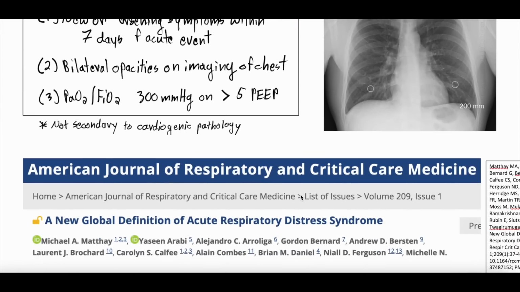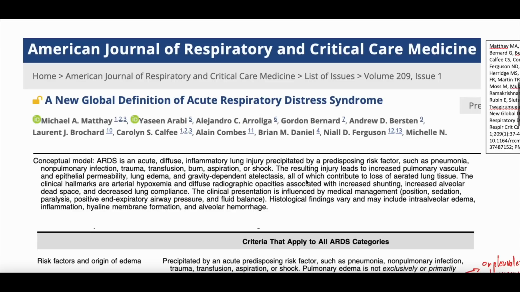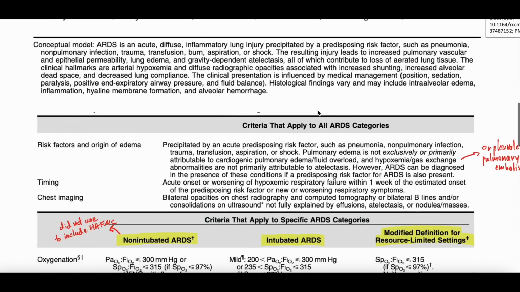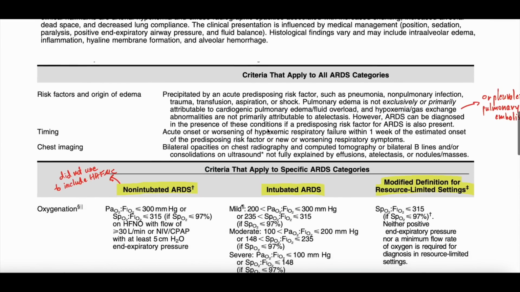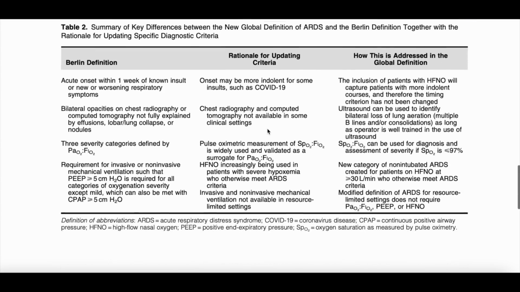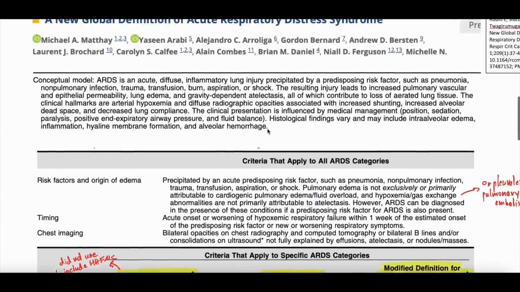well as the brand new diagnostic criteria published by the American Journal of Respiratory and Critical Care Medicine, titled A New Global Definition of ARDS. We're going to talk about some background within ARDS, what these new diagnostic criteria are, how they differ from the previous Berlin criteria, some examples, and then what that might mean for all of us in the clinical arena.